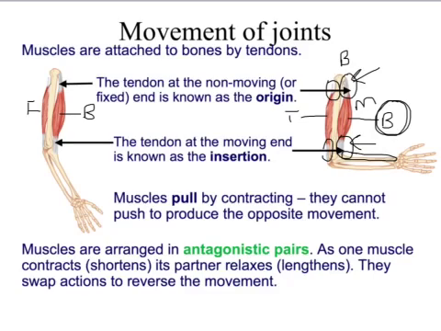When you straighten your arm, which is like this image here, where the arm is actually straight, your tricep muscle, which is this muscle here, is again going to contract, but your bicep muscle is going to relax.